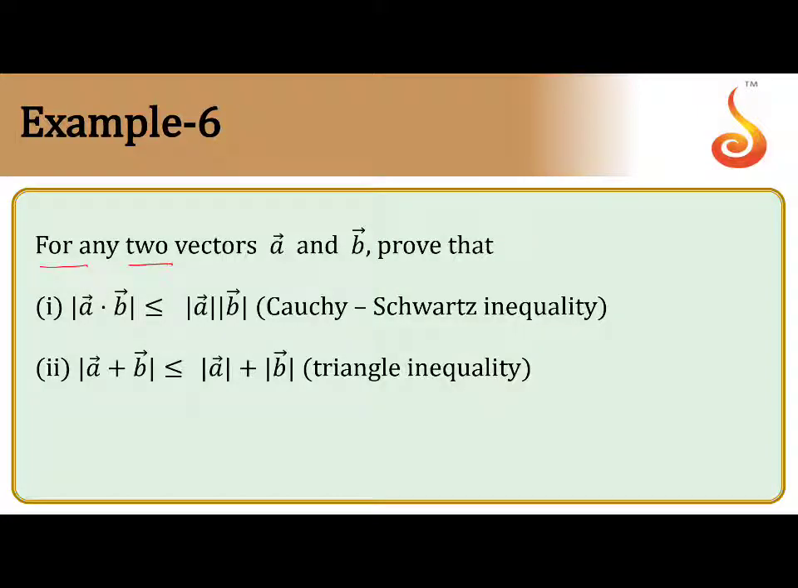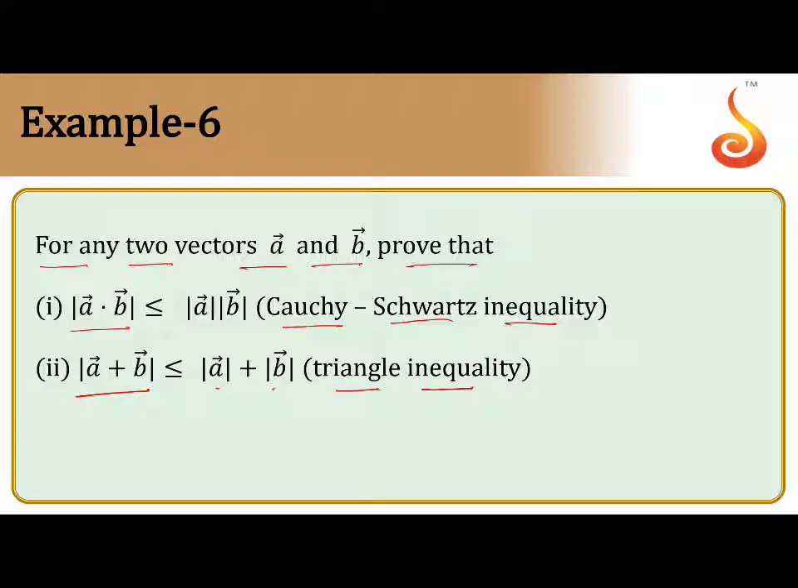For any two vectors a bar and b bar, prove that magnitude of a dot b is less than or equal to magnitude of a into magnitude of b. This is called the Cauchy-Schwarz inequality. Magnitude of a bar plus b bar is less than or equal to magnitude of a plus magnitude of b. This is called the triangular inequality. These two properties are most important for solving problems on inequalities in vectors.